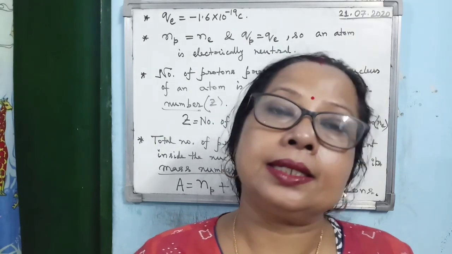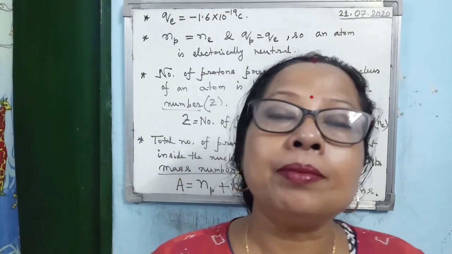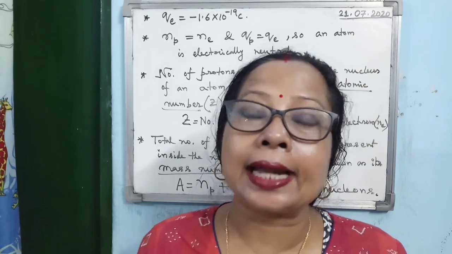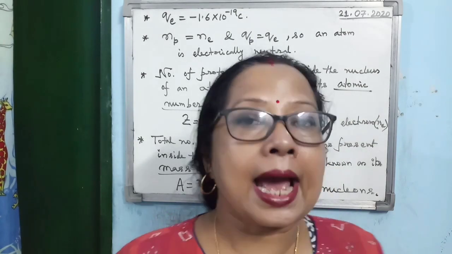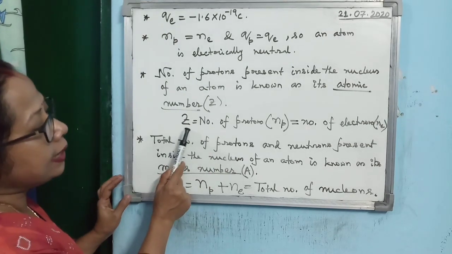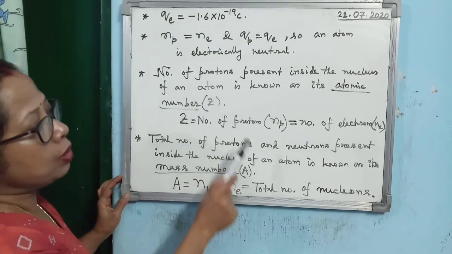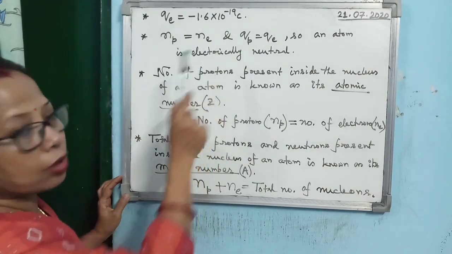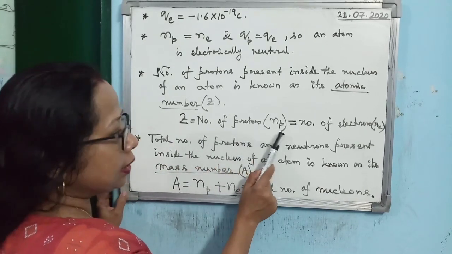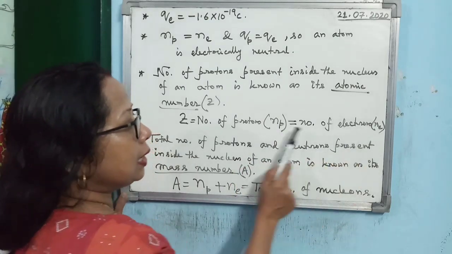Now if you consider the number of protons inside the nucleus of an atom, then that number of protons is known as the atomic number, and the atomic number is denoted by Z. So you see, Z is what? Number of protons. As we know that the number of protons and the number of electrons are equal, you can write that Z is equal to the number of protons. This is the basic definition of Z, but one may write the number of electrons also.